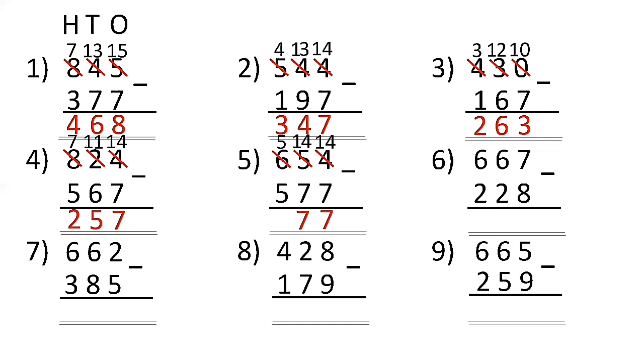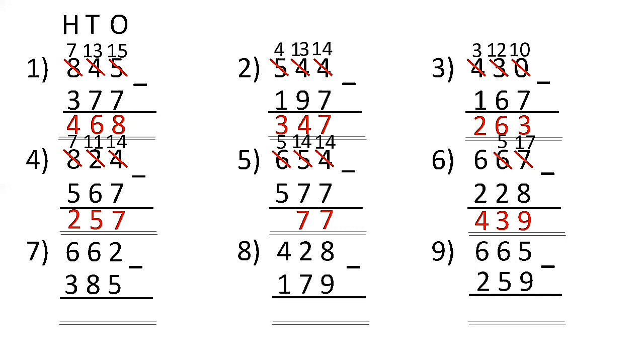Number 6, 667 minus 228. We cannot subtract 7 by 8, so we need to borrow in the tens place. 6 becomes 5, and 7 becomes 17. 17 minus 8, that's 9. And 5 minus 2, that is 3. And 6 minus 2, that's 4. So our answer is 439.